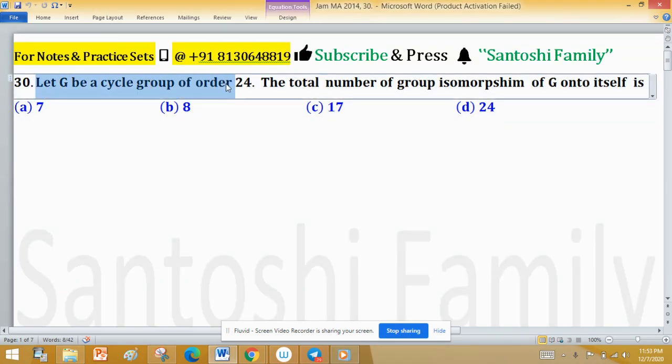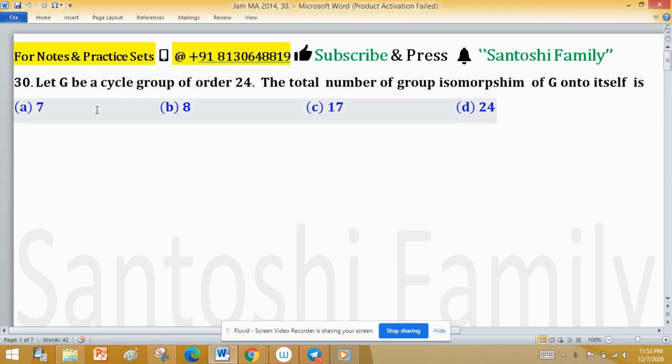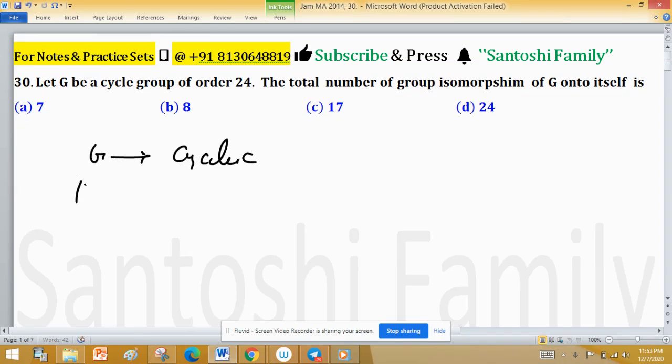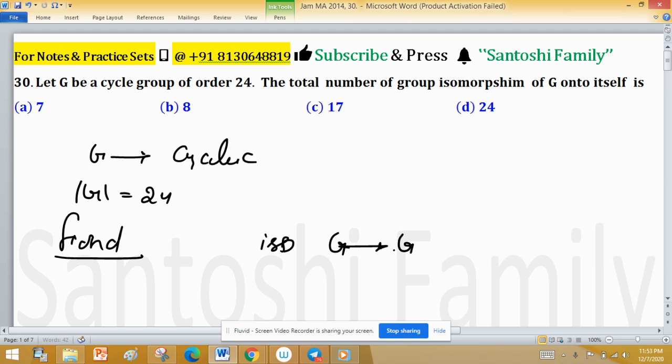Let G be a cyclic group of order 24. The total number of group isomorphisms of G onto itself is. Four options are given to us and we have to find the right one. As G is cyclic and order of G is 24, we have to find the total number of isomorphisms from G to G, because these are the same group and group composition.